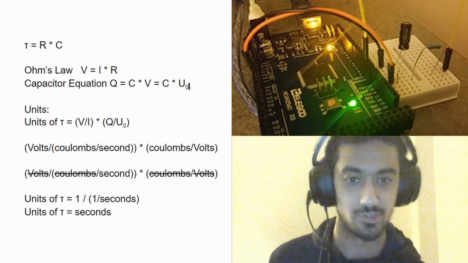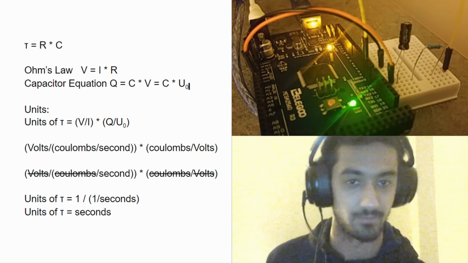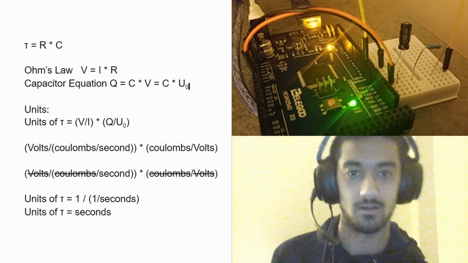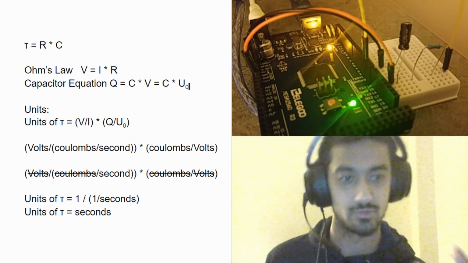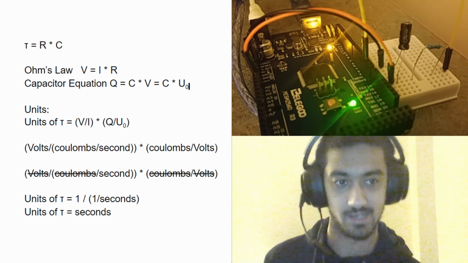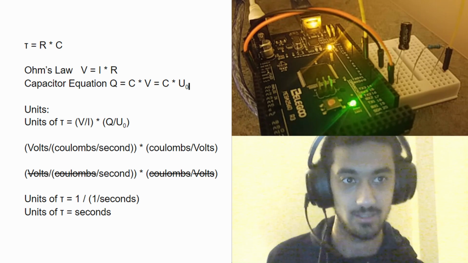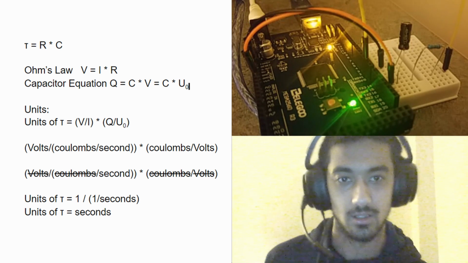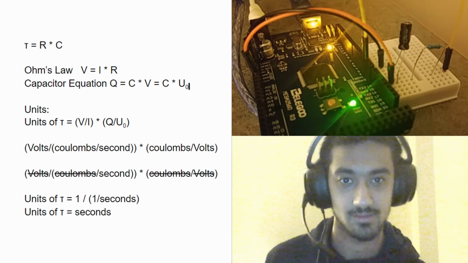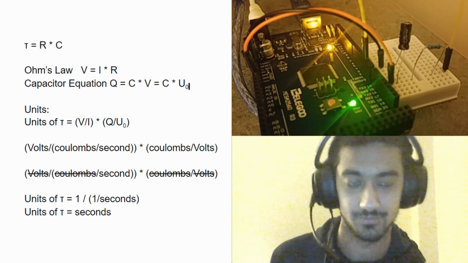Now we have our second equation, and that's tau equals RC, or tau equals resistance multiplied by capacitance. And what we're going to do over here is replace the values of R and C with other expressions for them using Ohm's law, which is V equals IR, and the equation for capacitance, which is Q equals CV, which in this case our V is going to be equal to U_0. So now we have tau equals V divided by I multiplied by Q divided by U_0.